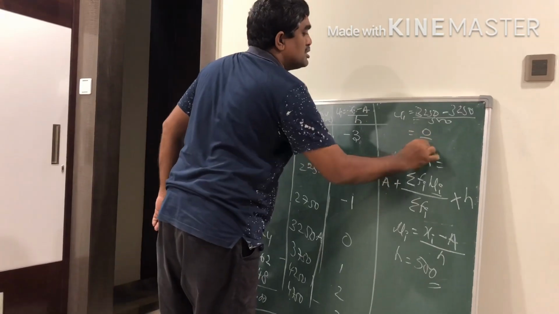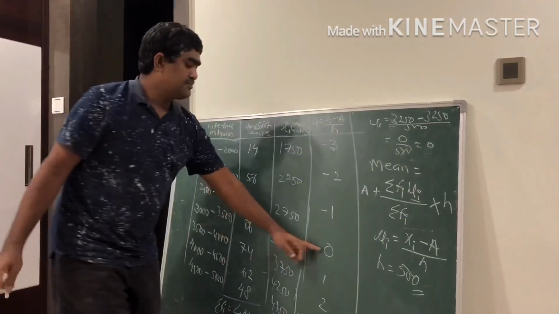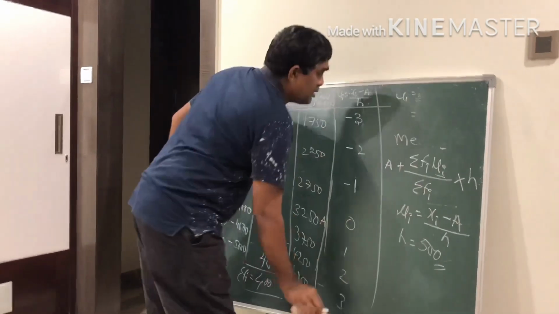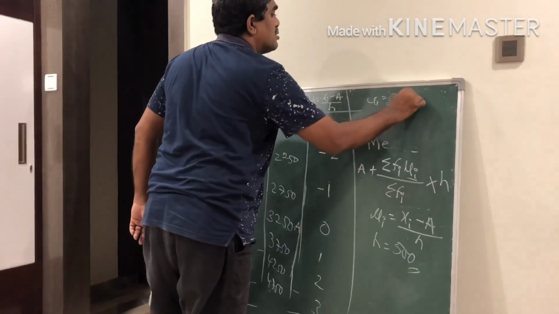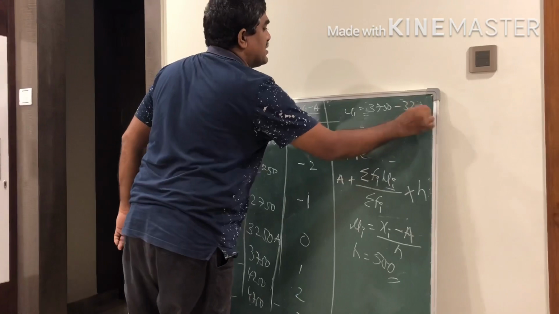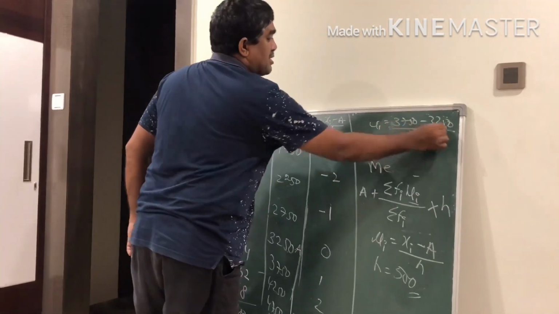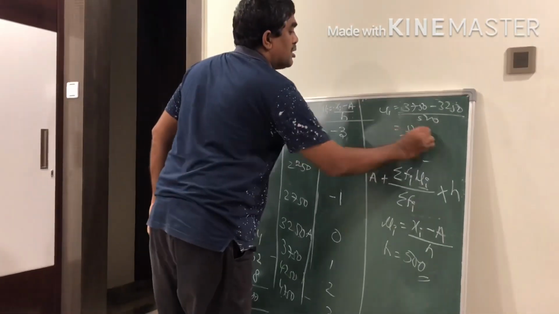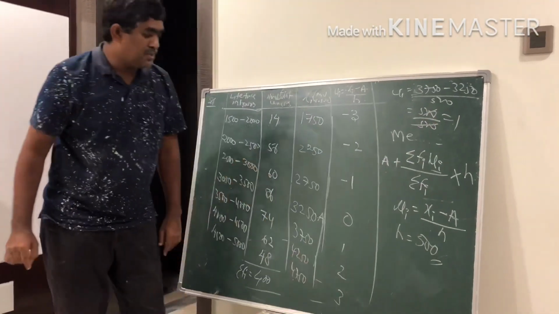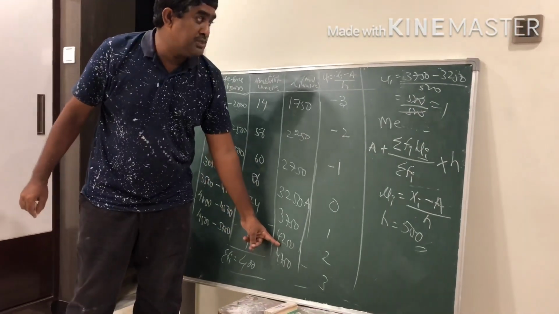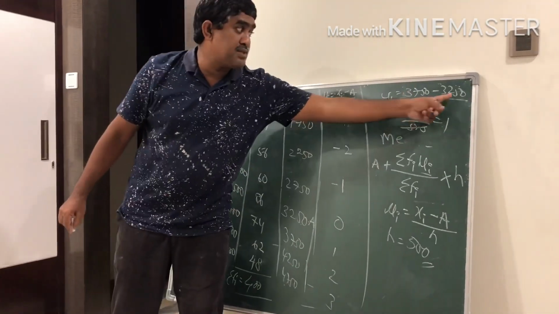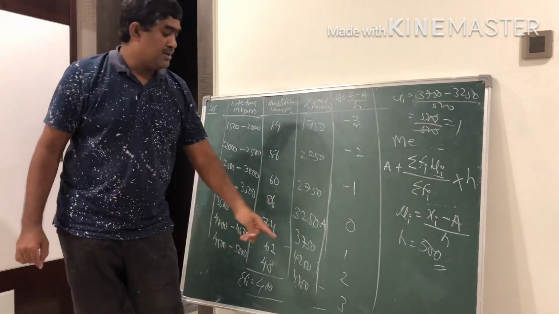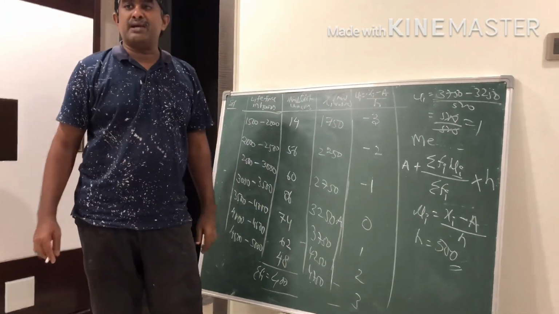3250 by 500, 0. Now try for this. 3750 minus 3250, that is 500 by 500, which is 1. You got one here. Try 4250 minus 3250, you will get 2000 by 500. Okay, so you understand how to calculate mu.